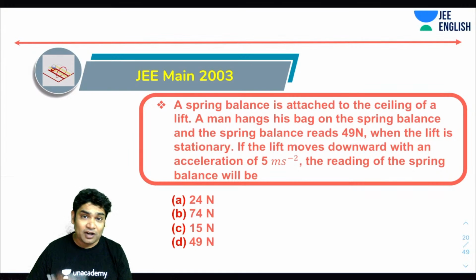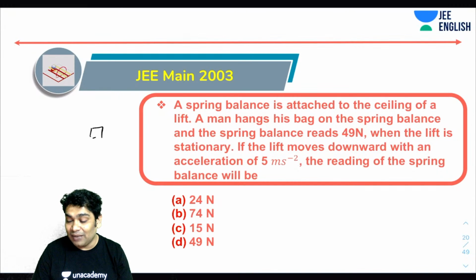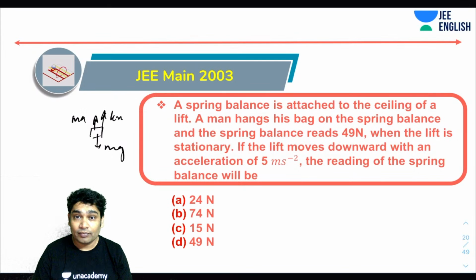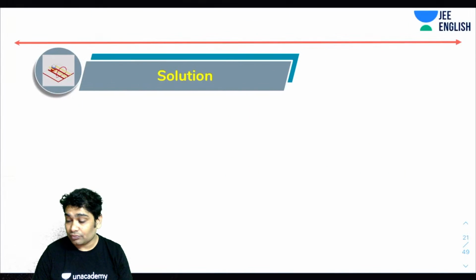So when your reference frame is moving downward with an acceleration, you will have a pseudo force acting upward. On the bag, you will have mg, you will have ma, and you would have had spring force kx. So the spring force would have been mg minus ma.